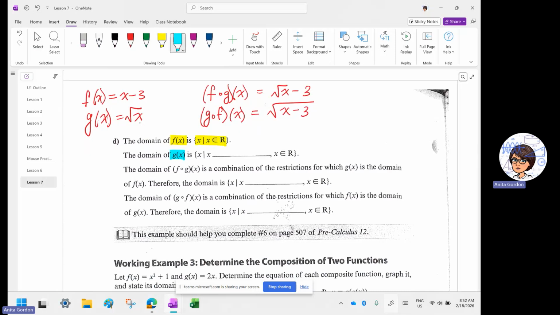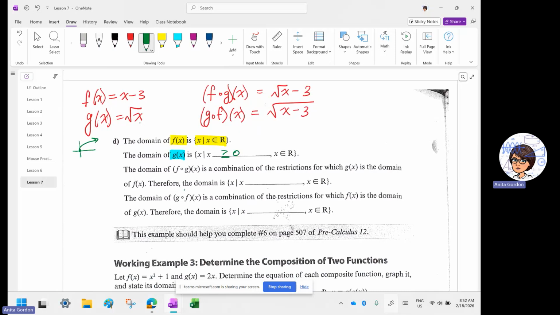We have a radical. Remember what the radical looks like. Starting at 0, 0, a sideways parabola. This has a domain of, not all reals. x must be greater than or equal to 0.